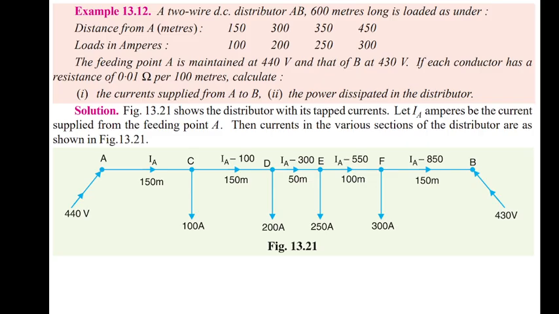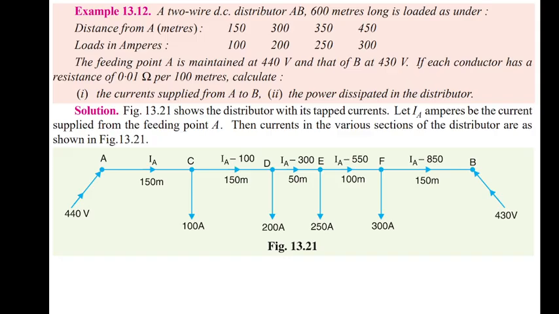This slide also presents a practical example of a two-wire DC distribution system with a total length of 600 meters, where loads are connected at different points along the distributor. The system is fed from both ends with the voltage at point A maintained at 440 volts, and at point B at 430 volts, and various loads are tapped at specified distances, resulting in a gradual change in current along the line.